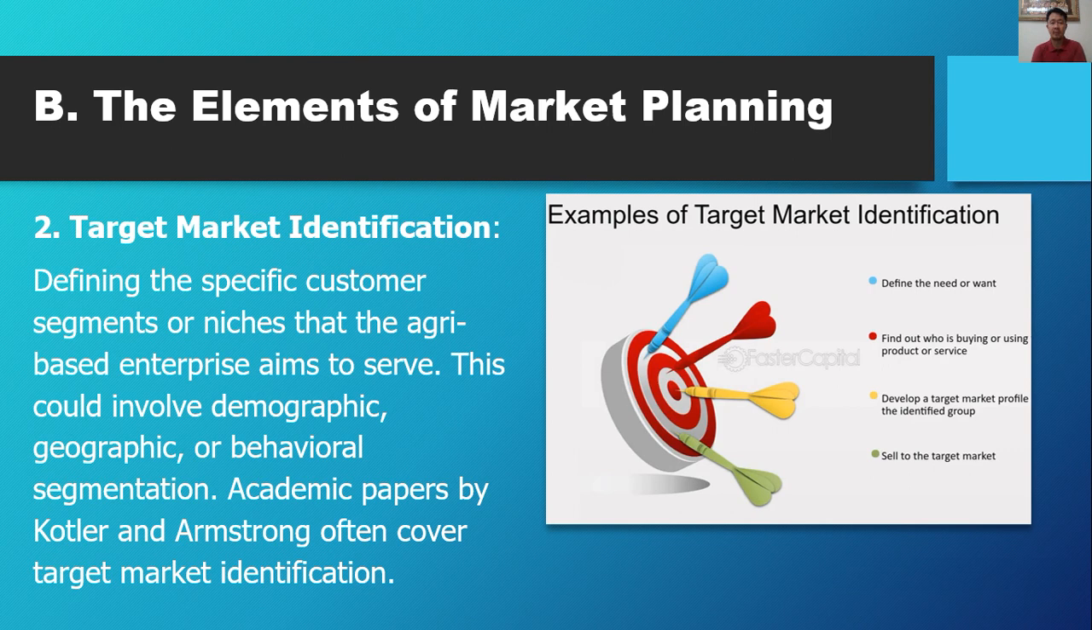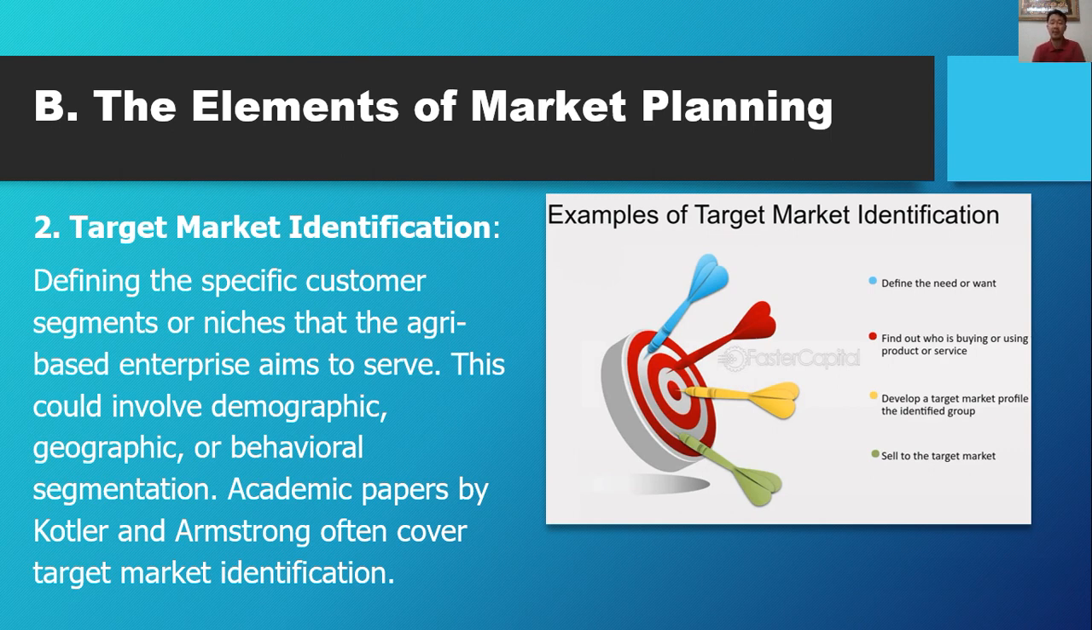Next is your target market identification. You need to define the specific customer segments or niche that the agri-based enterprise aims to serve. For example, if you are into the cacao industry, your target customers are those who love chocolate, who are choco lovers, as they call themselves. And also those who love coffee, those coffee lovers, who really love to drink coffee. So you need to define your target market, where you aim to serve them.